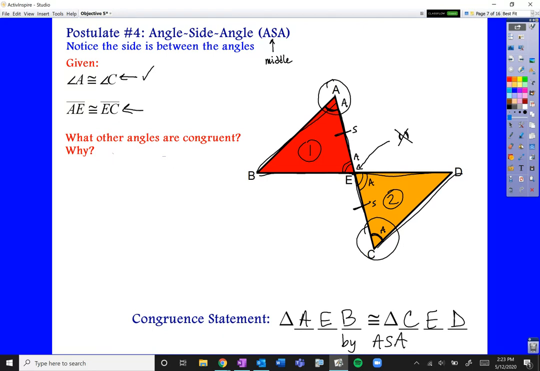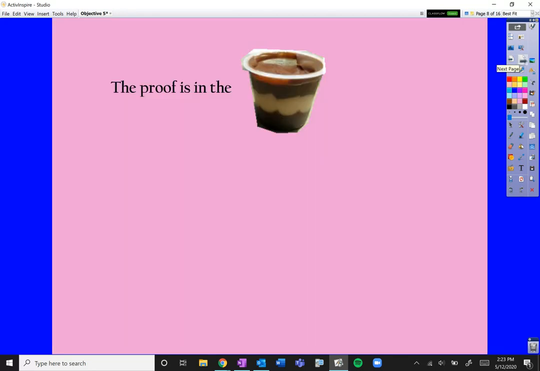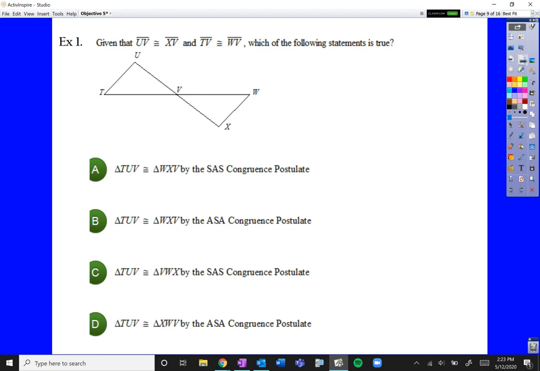Okay, so let's do a few examples. It's the best way to try to get used to doing this. And the proof is in the snack pack. No, that's not right. Proof is in the pudding. Okay, this is where it's really important to mark up your diagram.